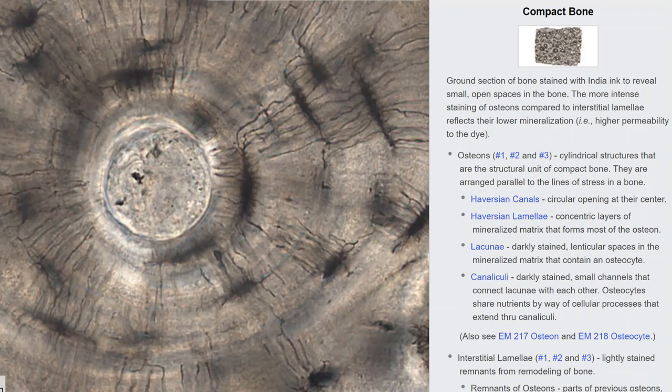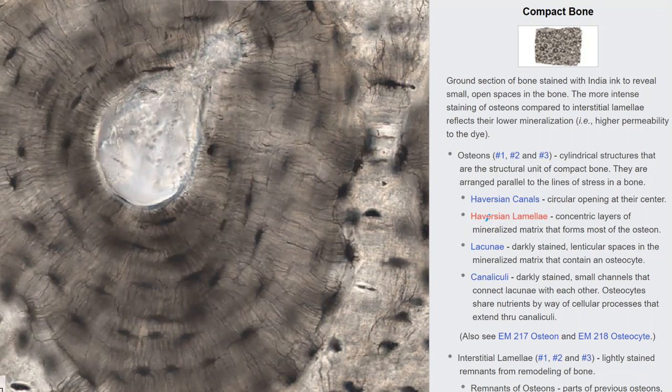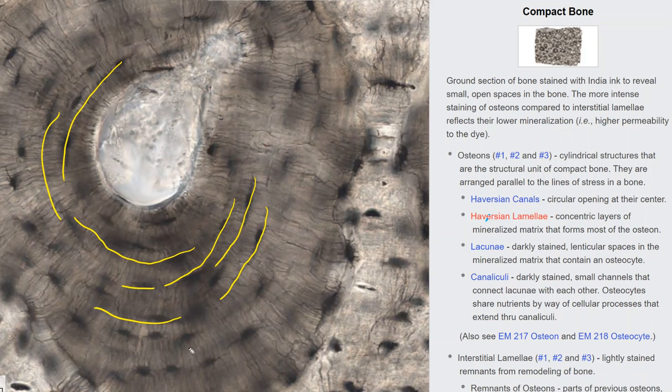We can pick Haversian lamellae. Let's see what the Haversian lamellae are. Here you click on the lamellae, and what they're trying to point out to you are these circular rings, like those of a tree. The lacunae, which have the little osteocyte in the middle of that black space, are organized on these rings. So that's lamellae, the rings.